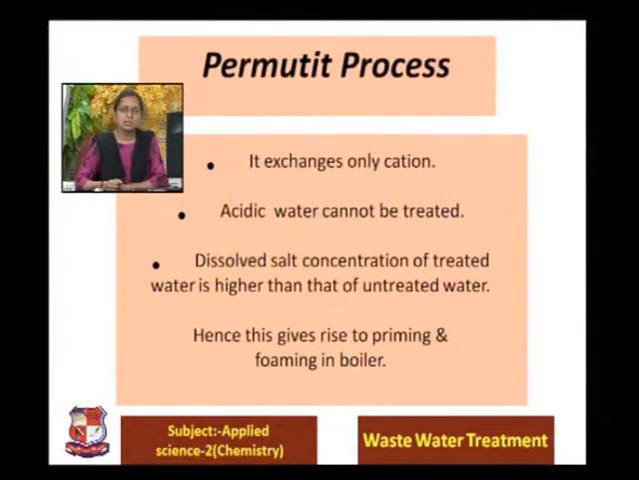We have also seen there are many drawbacks with the permutit process. If colored ions are present in the hard water, then regeneration of the permutit becomes very difficult. Then what other drawbacks were there? In the permutit process, if the hard water contains mineral acid, then damage of the permutit may happen. So these were the drawbacks.